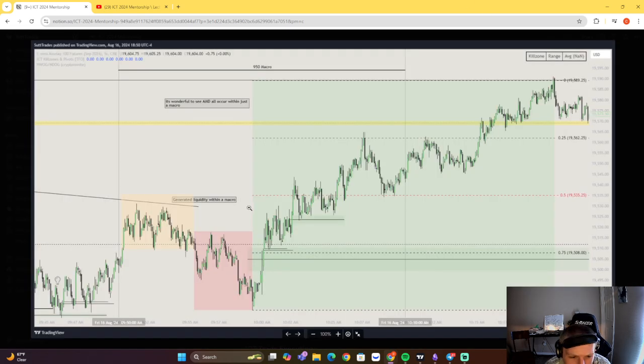And here's just some of my macro notes. This is the 950 macro. This is the 5-second chart showing AMD here. I just want to point out volume imbalance there, BISI right there. This is pretty nice delivery. And then here I have a dealing range. I think that's from buy side to where this starts here. And I see equilibrium and then 75% there. We have mitigation right there.